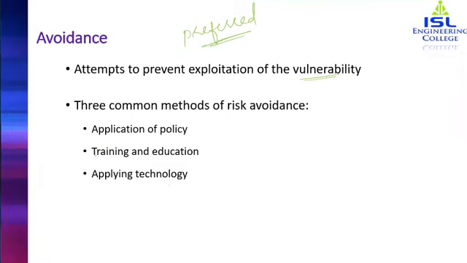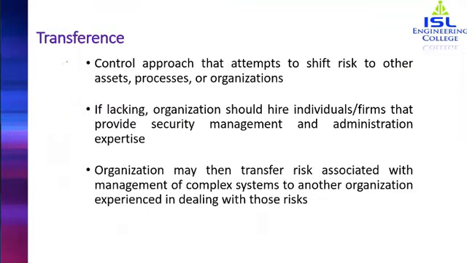So the three common methods of risk avoidance we have studied are application of policy, education, and applying that specific technology. Coming on to the next one, that is called transference. Now, what is transference? You're going to shift the access from one place to another. That is transference. So within this transference approach, you're going to identify a specific asset.